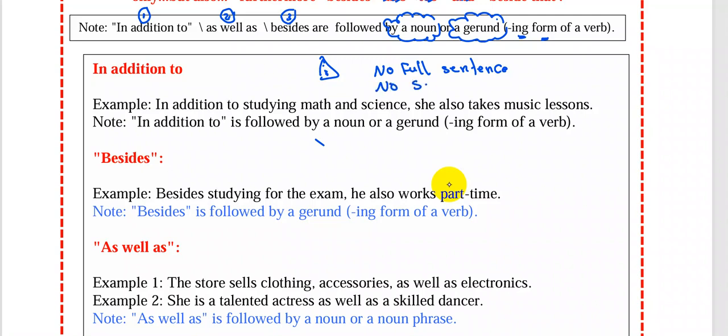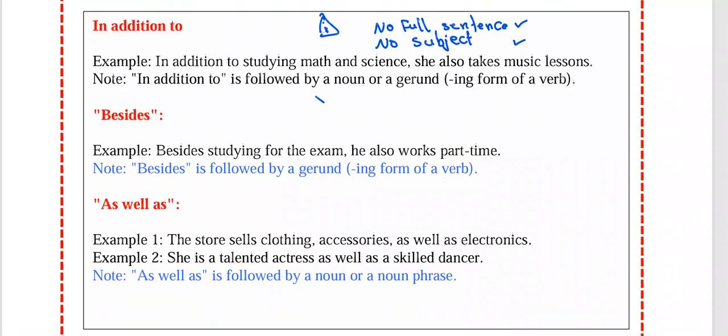It means there will be no regular structure of sentences, which is no subject. So you will not say in addition to I will. You will not say as well as she can. You will not say besides they could. This is wrong. You will not follow them by a full sentence. It means there will be no subject.